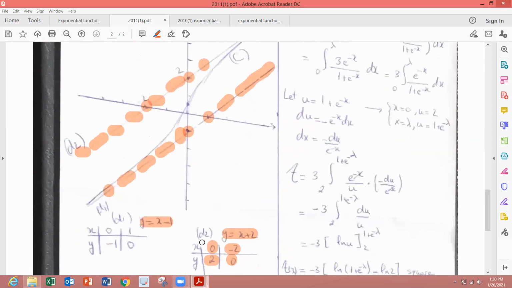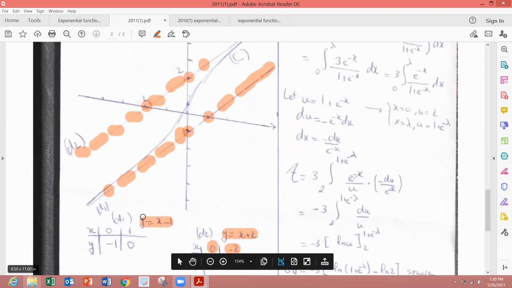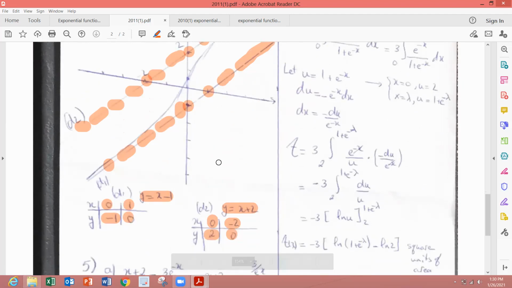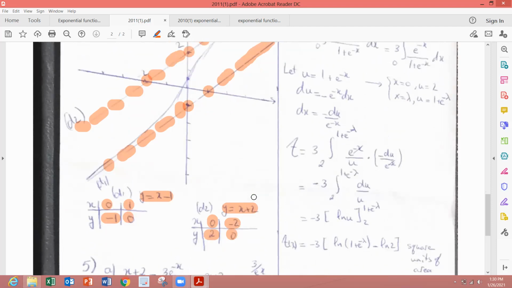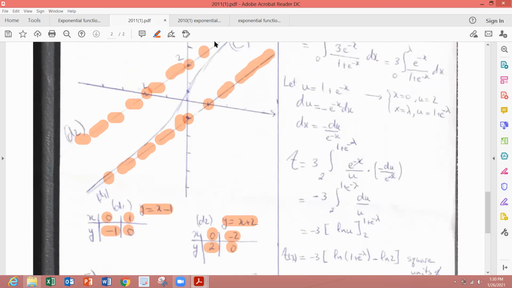Here we drew two asymptotes. First asymptote y equals x minus 1: if x is 0, y equals minus 1; if x is 1, y is 0. We draw the first asymptote. The second asymptote is y equals x plus 2: if x is 0, y is 2; if x is minus 2, y is 0.